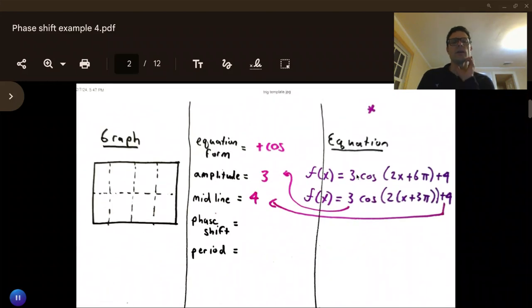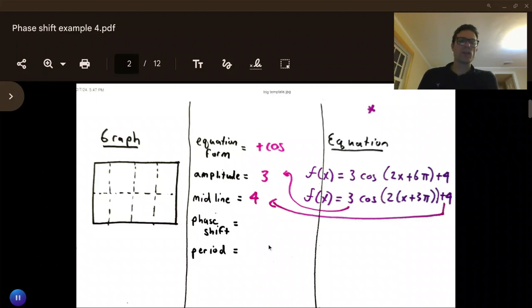Next, I just take all the easy stuff out. This is definitely a positive cosine because 3 is positive. We have a cosine, that's the equation form. 3 is just the amplitude. The midline is the 4. Now for the tough stuff.